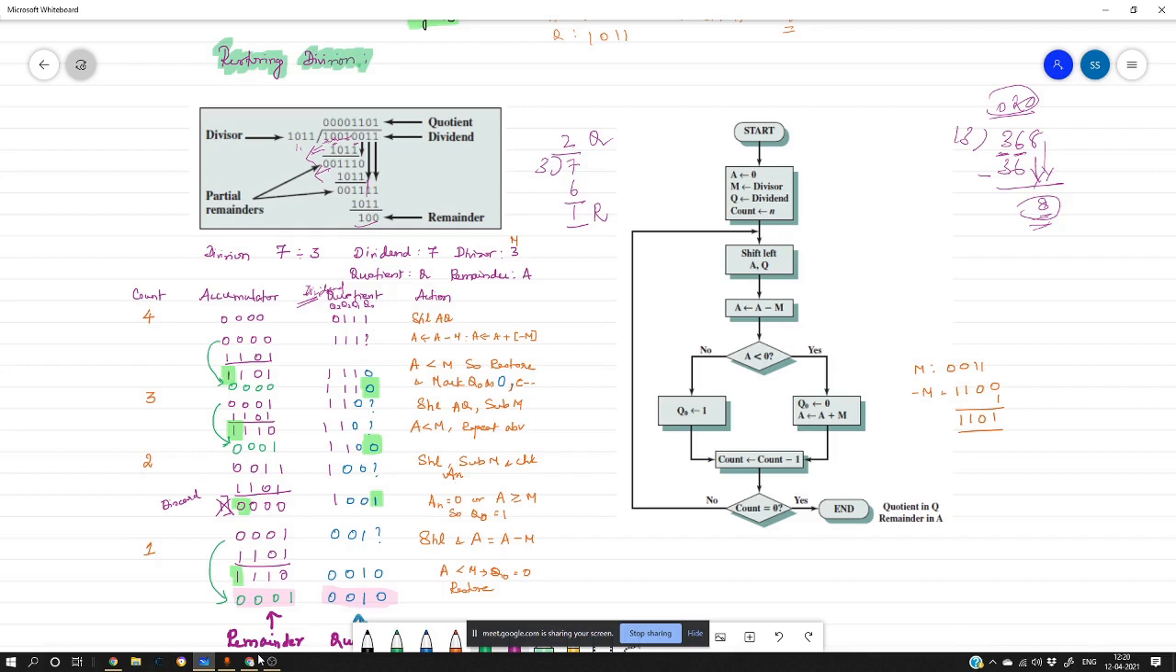Now you also mark the count value, because the number of steps depends on the number of bits. We always try to match the number of bits in both divisor and dividend. So if the dividend has 8 bits, then the divisor should also have 8 bits, and the count will be 8 in that case. Here they have not shown it, but you should have an equal number of bits, because one register cannot be of size 4 and the other 8 bits. Registers will be of the same size.